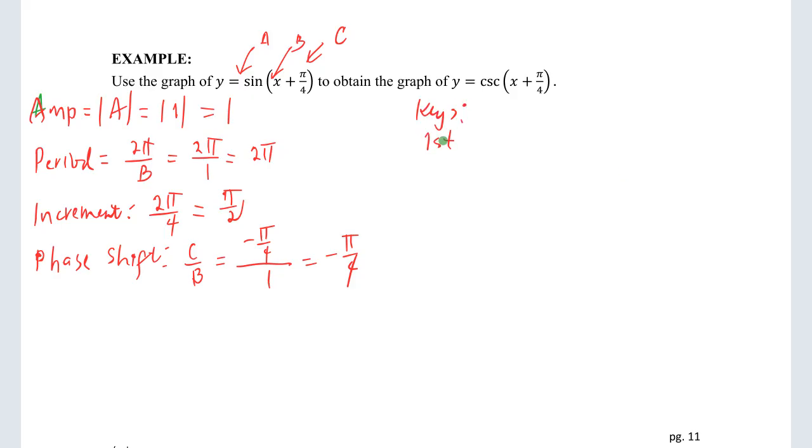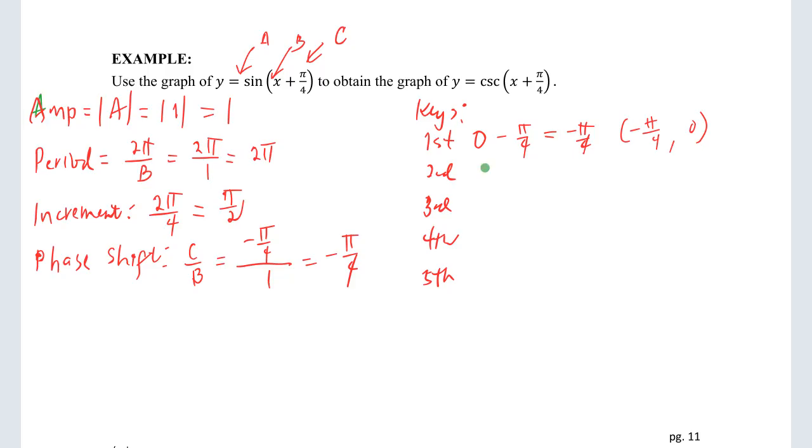Okay, so the first point, second, third, fourth, and then fifth point. The first point would definitely be, originally we are starting at 0 for the sine. But since we have a phase shift, we are going to add that phase shift, pi over 4. So therefore, this is negative pi over 4. Therefore, we are starting at negative pi over 4. And then remember, sine starts at 0, at the midline. So therefore, negative pi over 4 and then 0, which is the midline.